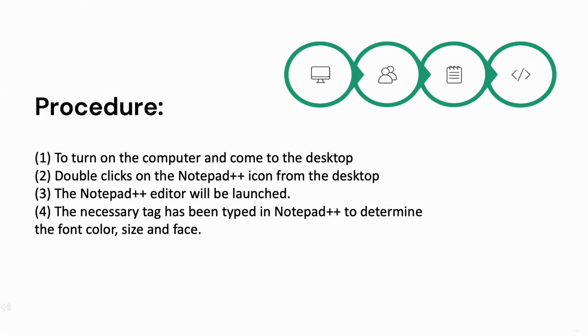Procedure. 1. To turn on the computer and come to the desktop. 2. Double-click on the Notepad++ icon from the desktop. 3. The Notepad++ editor will be launched. 4. The necessary tag has been typed in Notepad++ to determine the font color, size, and face.